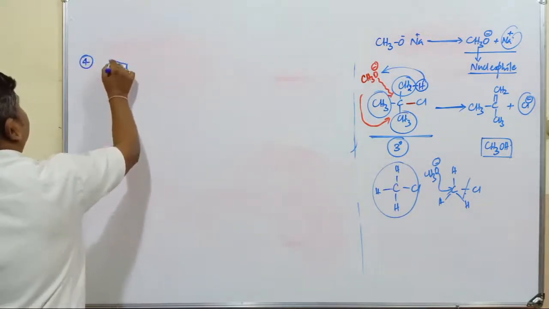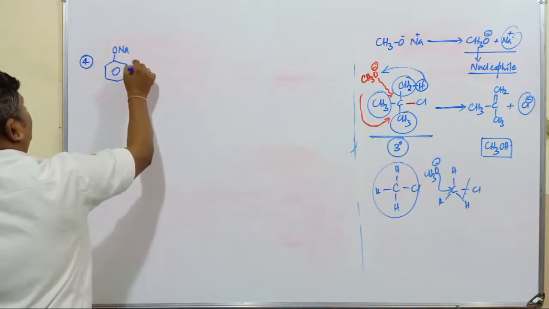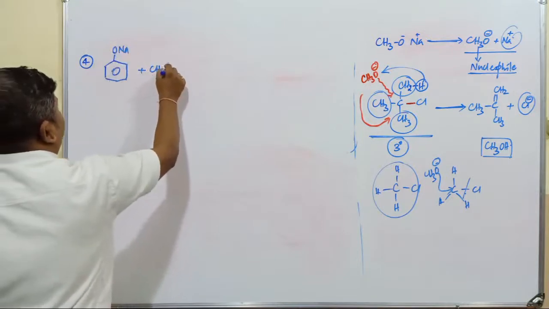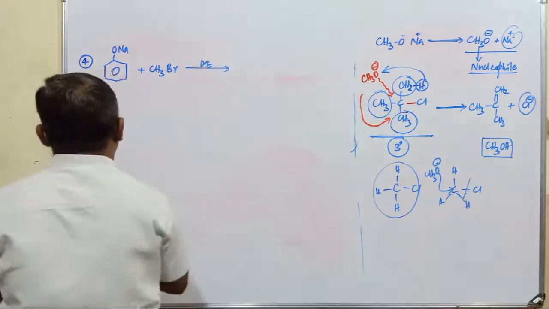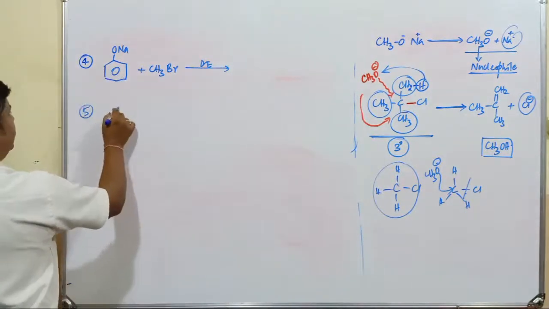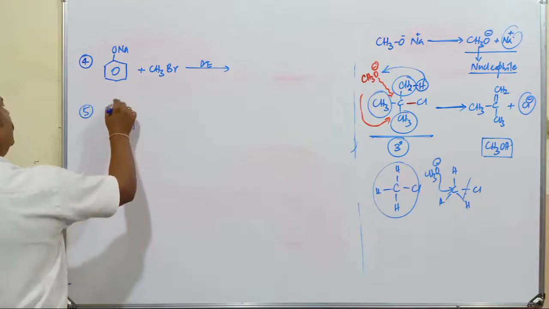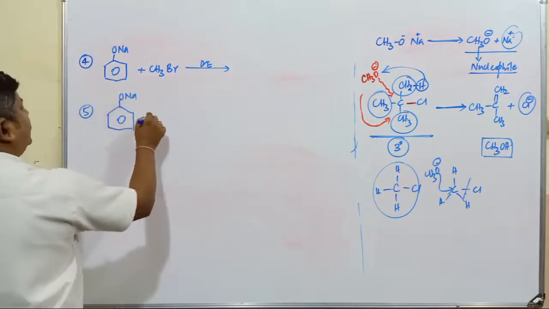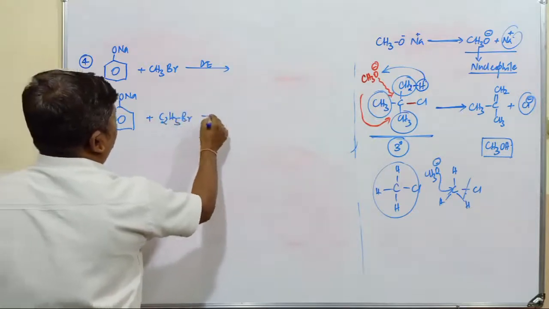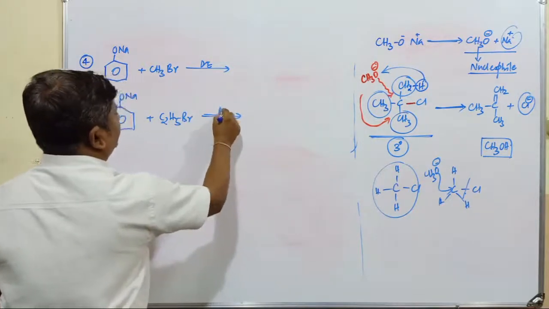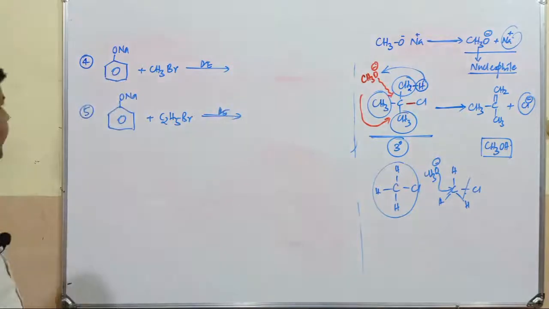This is ONa plus CH3Br in the presence of dry ether. Next one, this is the molecule ONa plus C2H5Br, in the presence of dry ether. What is the product in the case of these two reactions, students?